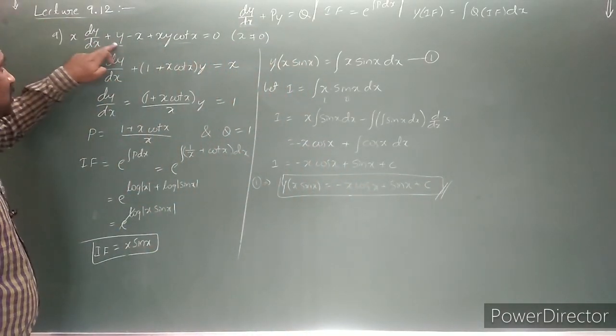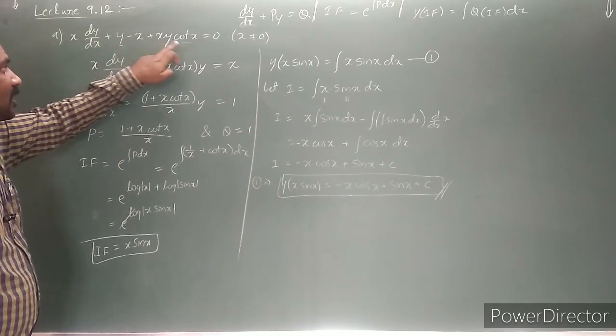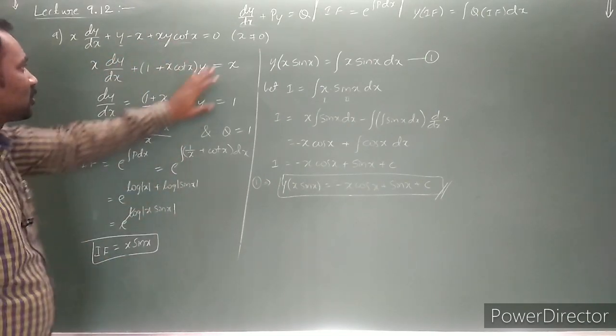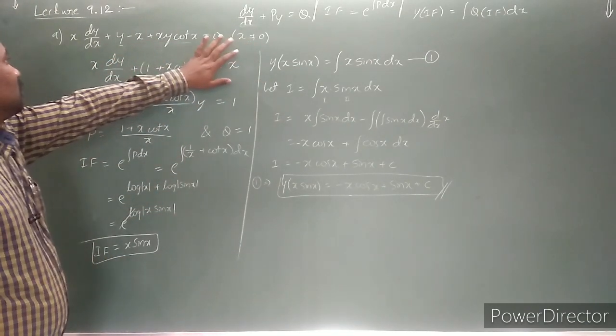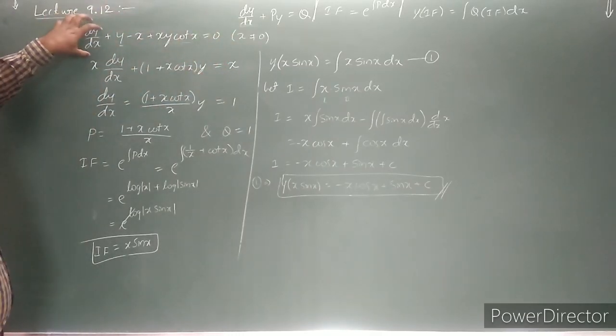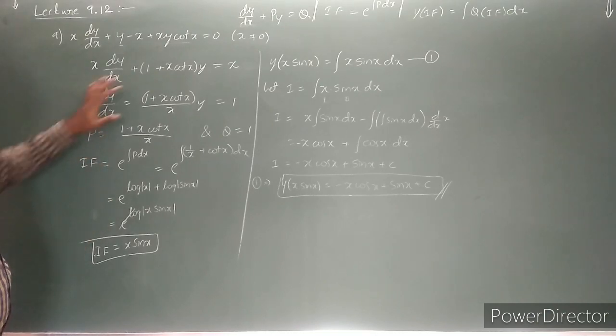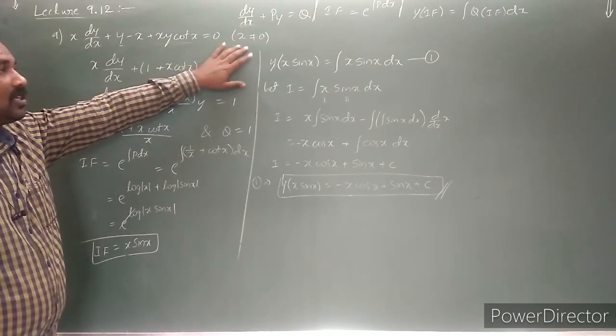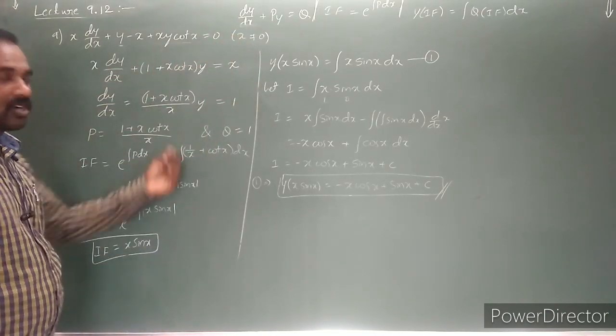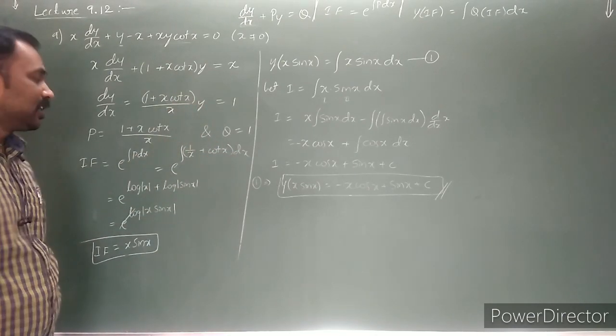dy/dx plus y minus x plus xy cot x is equal to 0, where x is not equal to 0. If you take x equal to 0, the derivative term will be eliminated and this will not become a differential equation. For that reason, in the domain x is not considered as 0, the remaining numbers are fine.